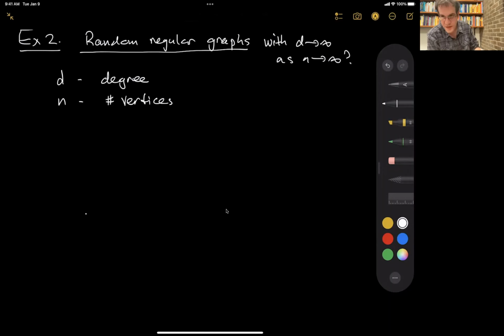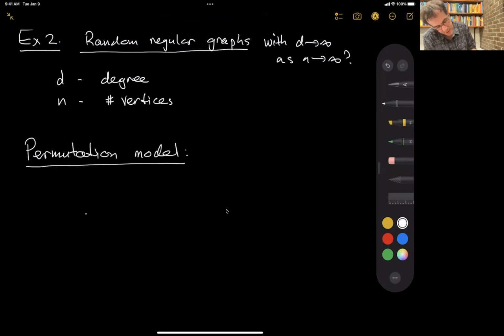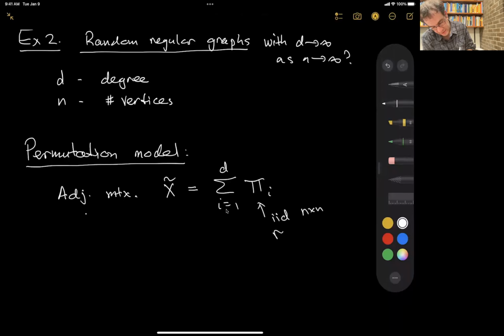So let me explain one very simple model of random regular graphs, the so-called permutation model. This is actually a model of a random regular multigraph, so there can be multiple edges between the same pair of vertices. The adjacency matrix, you simply choose it to be the sum for i from 1 to d of pi_i, where the pi_i are IID n by n random permutation matrices.